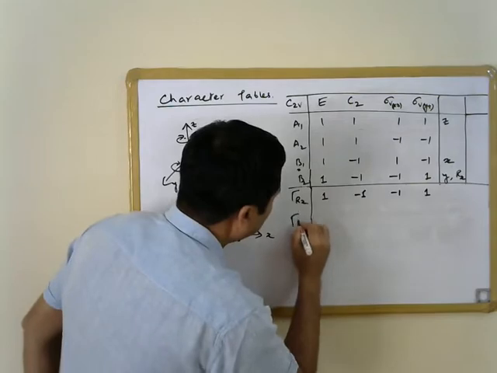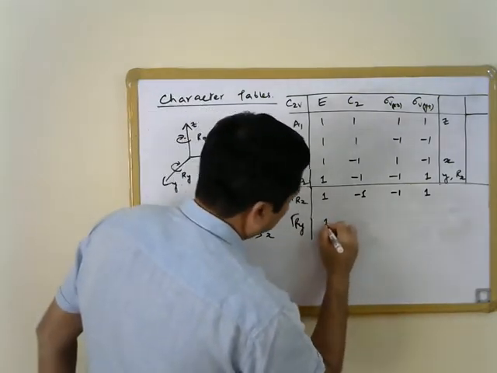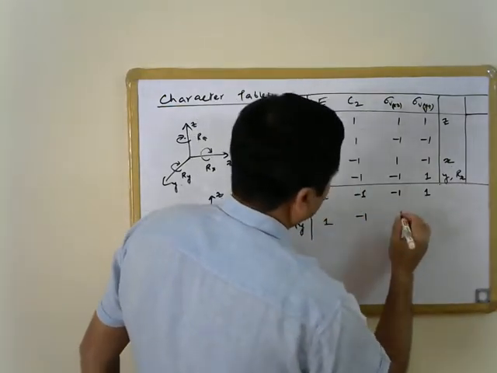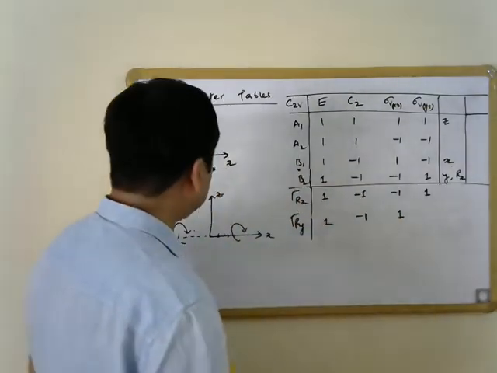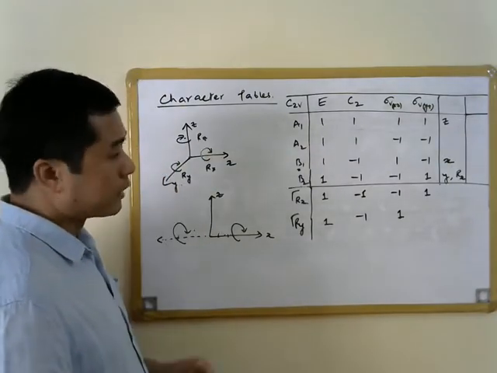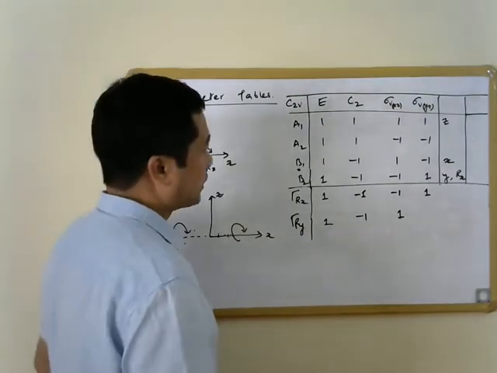Similarly, if we do gamma Ry, we will find that this is +1 and this is -1, and this is going to be +1, because when we do reflection with respect to xz, the vector is not going to change direction, but when we do C2, it is going to change direction.